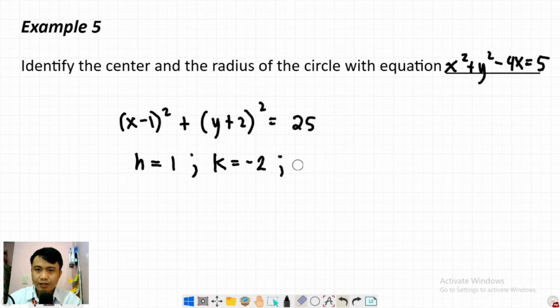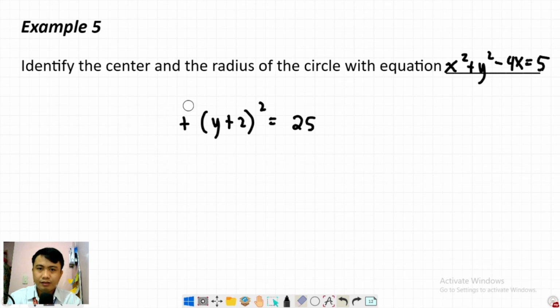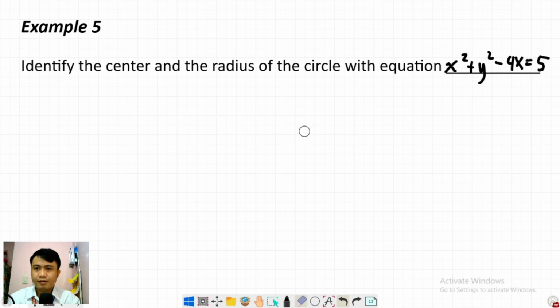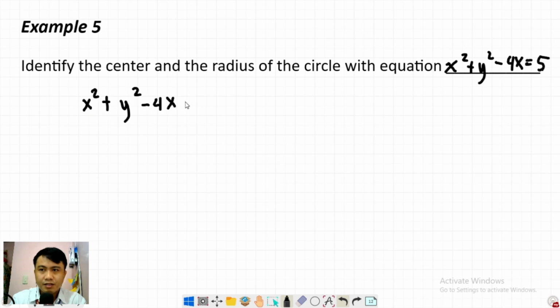Erase po natin. So, ganun po yun, ha? Okay, next. Balik tayo dun sa ating problem. Paano ba ito? Medyo mahirap, no? Hindi kasi siya nakalagay sa standard form. Kung nakalagay sana, ganun lang sa ginawa natin kanina. Okay, ilagay natin yung ating equation dito. X squared plus y squared minus 4x is equal to 5.